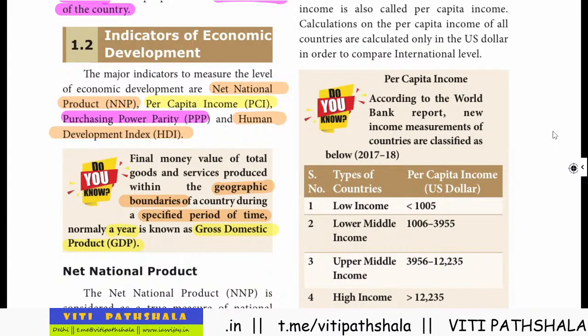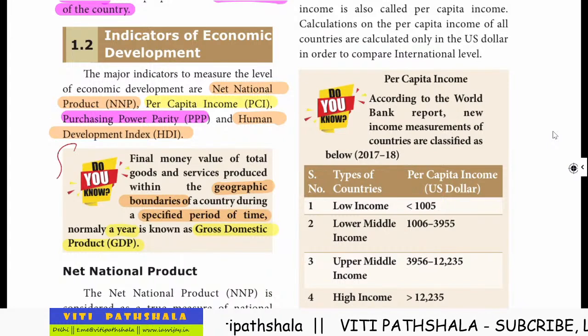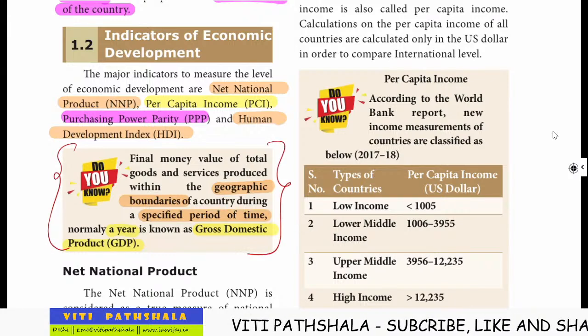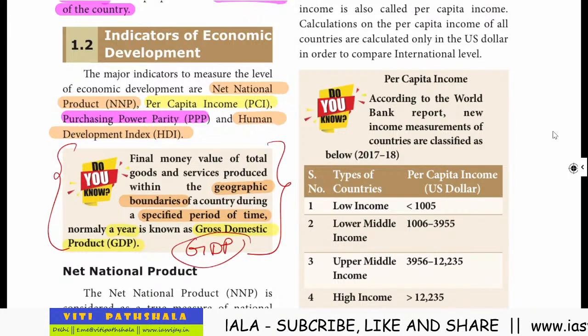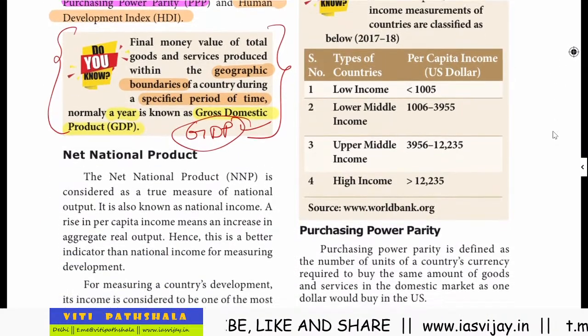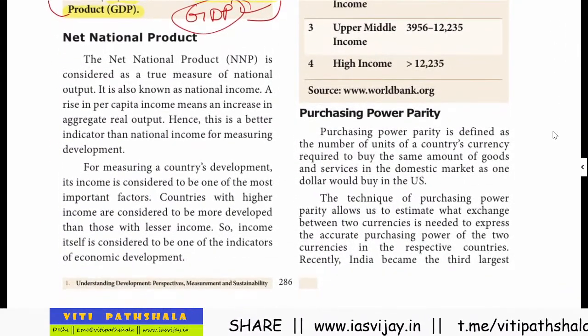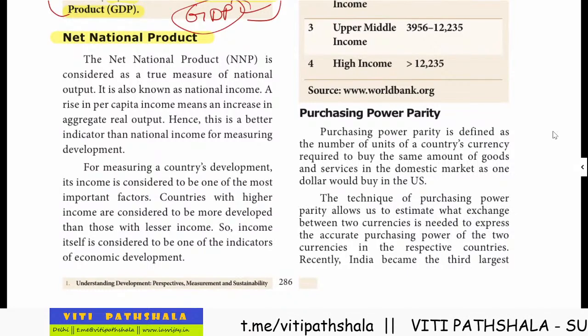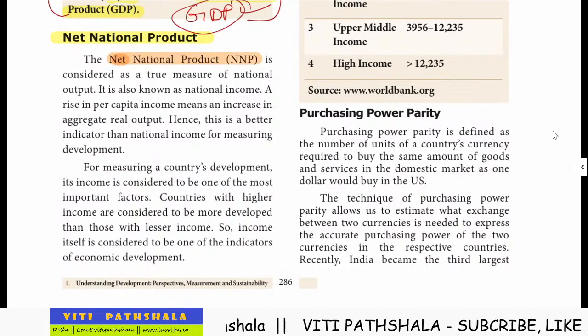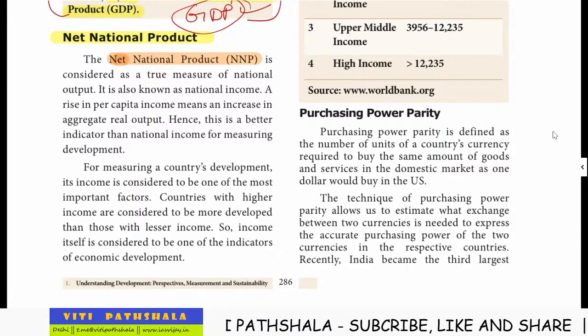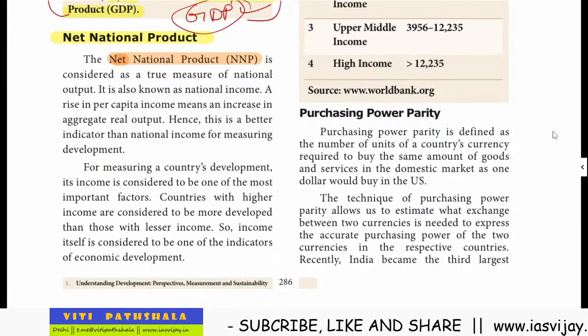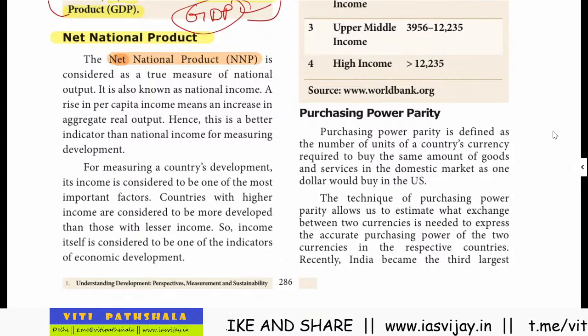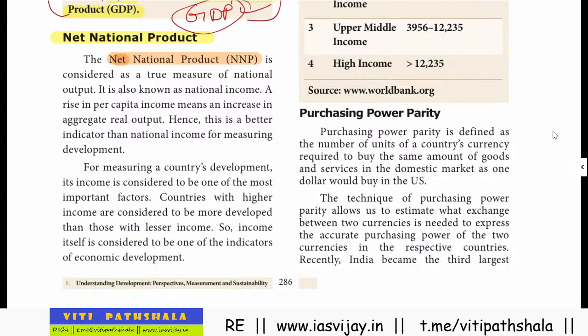Remember this definition. This is very important in economics because you hear this word GDP many times in the newspaper or the news. Now, next comes the net national product. So, what is this net national product? Net national product is considered as the true measure of the national output. It is known as the national income also.